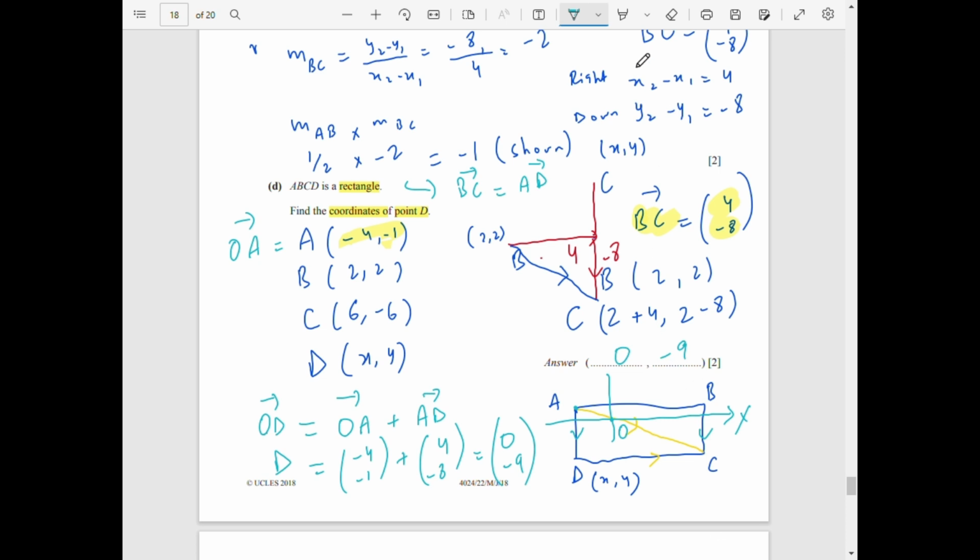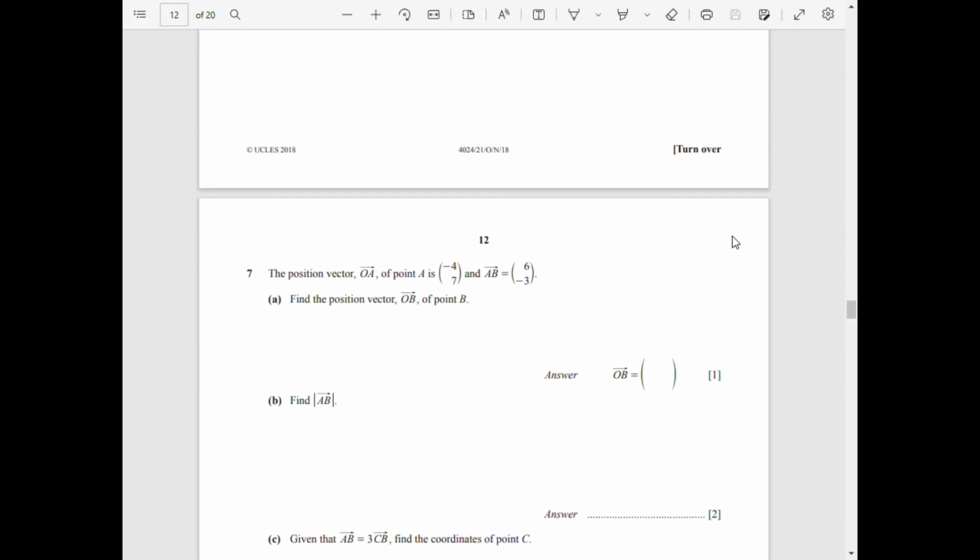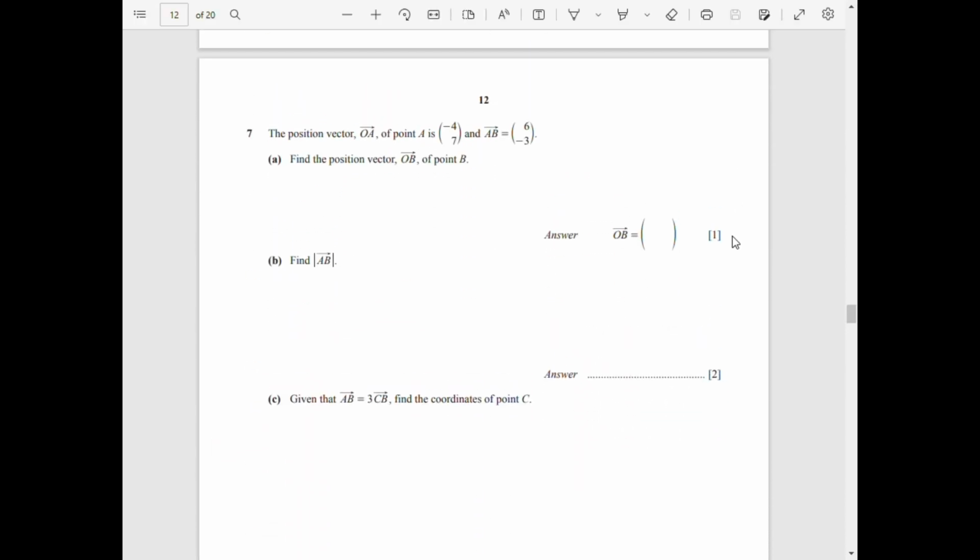Okay, and for the next question, you can go to this. This is another question for vectors, and over here you have been asked to find the position vector OB of point B. Since you have the position vector for A, and as I said in the previous question, you can best imagine using the Cartesian plane that your origin is always here.